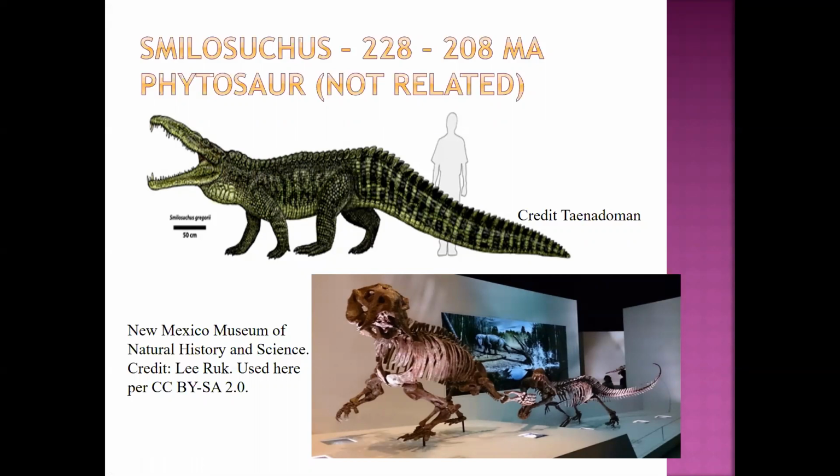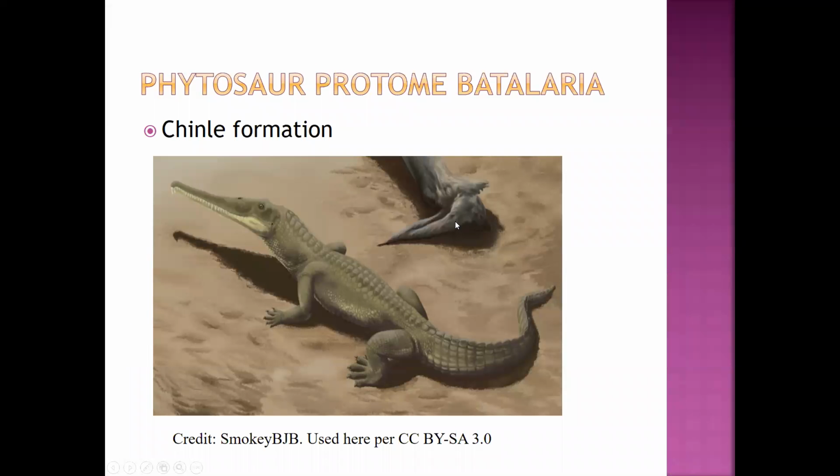And what happens in evolution is that animals evolve to occupy niches. And so this is the crocodile niche, where an animal waits in the water and is an ambush hunter. So it's helpful to have a long mouth and this body structure. So here's another phytosaur from the Chinle Formation.